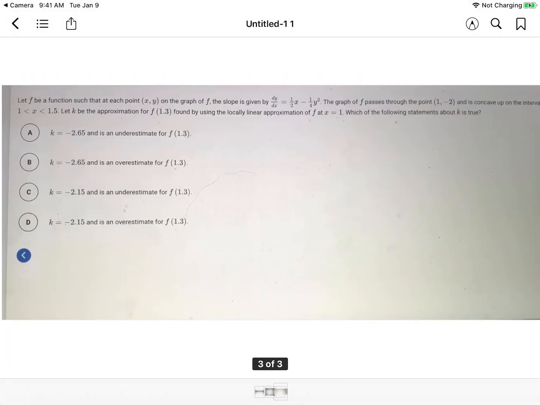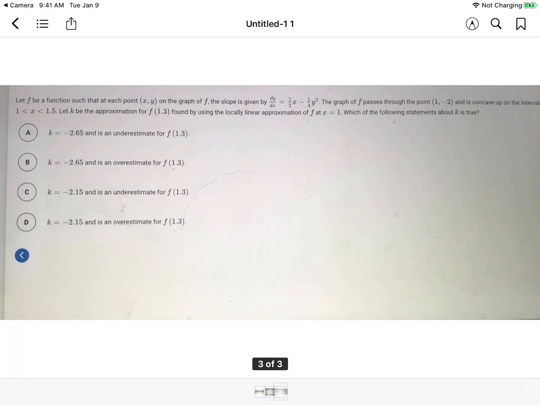If you want one more example, we'll do one more example together. So let f be a function such that at each point, xy on the graph of f, the slope is given by this. I know it's kind of hard to read. So there's my slope. The graph of f passes through this point, and it is concave up on the interval. So that's my important information. Let k be the approximation of f of 1.3 found by using the locally linear approximation of f at x equals 1. Which of the following statements about k is true?